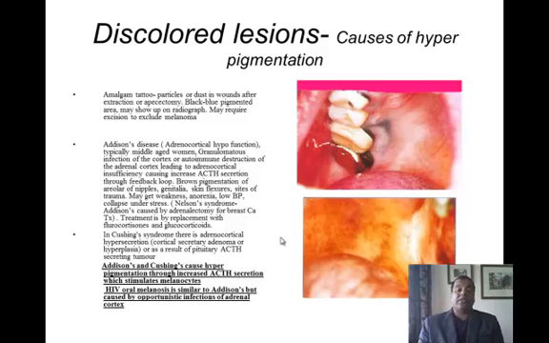due to a cortical secretory adenoma or hyperplasia, or as a result of a primary pituitary ACTH secreting tumour. Addison's and Cushing's cause hyperpigmentation through increased ACTH secretion, which stimulates melanocytes. HIV oral melanosis is similar to Addison's but caused by opportunistic infections of the adrenal cortex.